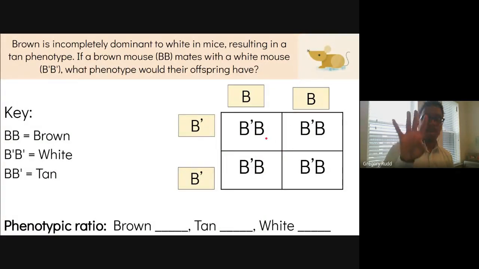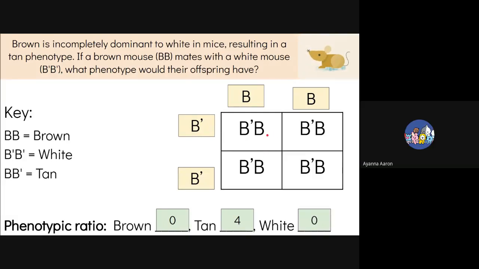Inside of the box, I have four of the same genotype, B prime B, which we could also write as B B prime. It doesn't matter which order you write these letters in. Maybe that's what's confusing you all. So B prime B is the same thing as B B prime. So zero brown mice, because there are no BB. Four tan mice. All of my offspring, like Alicia said, 100% are B prime B. And zero white mice.